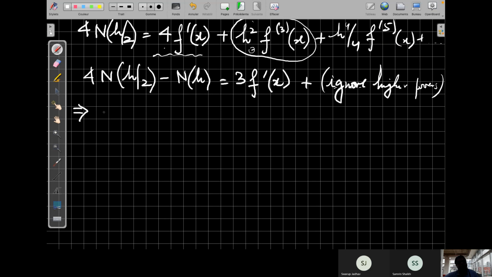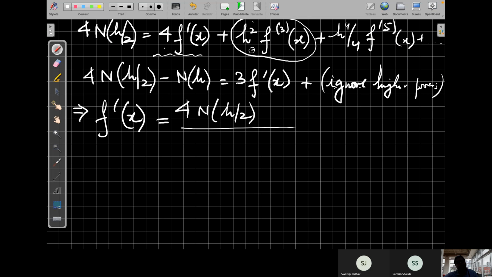the derivative. इसका मतलब मैं यहां से मैं ये कह सकता हूं that my f prime x is nothing but 4 times N of h by 2 minus N of h and divide by 3. आगे कि नहीं बताओ? Yes, sir. And if I've got this, and now tell me what is my N(h)?